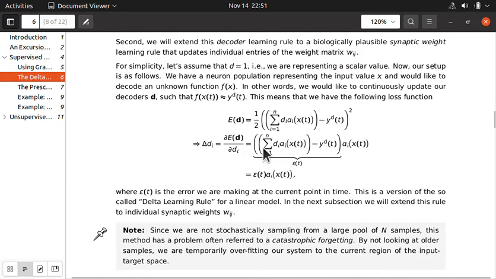what do I get? I still have this term here, so the 2 comes down, the 2 cancels with the 1/2, and I keep that whole term there. Then I multiply it by the derivative of the inside, this is the chain rule. The derivative of this with respect to D is just this activity. So this first term here is just my error, the difference between what I'm decoding out and my target. So this is just the error times the activity of my neurons.